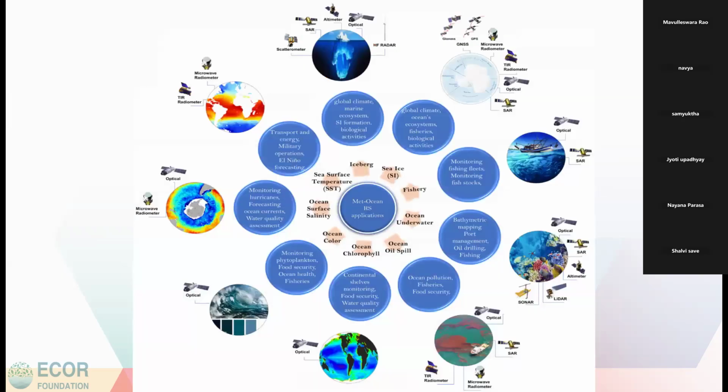And here is a depiction of ocean applications of satellite remote sensing. It's all about the sensors and the parameters which are useful for oceanographic phenomena studies.